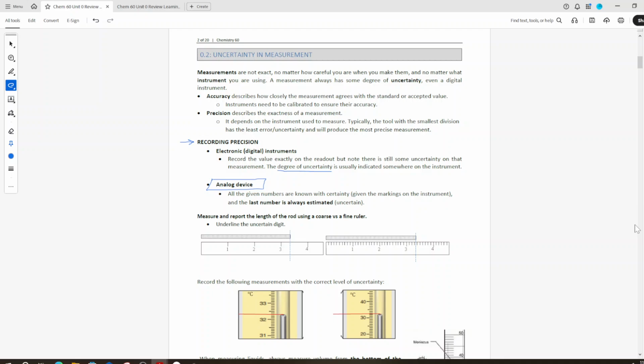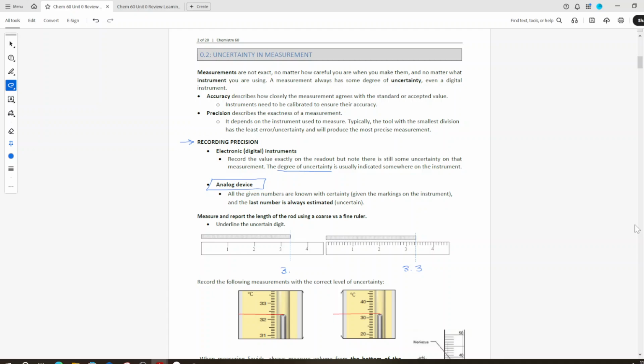A good example of this is looking at these two rods measured, or the same rod measured with two different rulers. If I was to write down the length of the first rod, I would say that the last known line is a 3. That is known with certainty. Whereas for the second rod, the last known line is 3.1. So right away, you can look at the precision of this instrument. My first instrument is precise to the ones, whereas my second instrument is precise to the tenths, or the first decimal place.